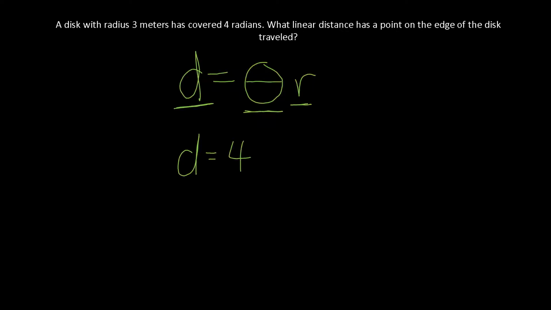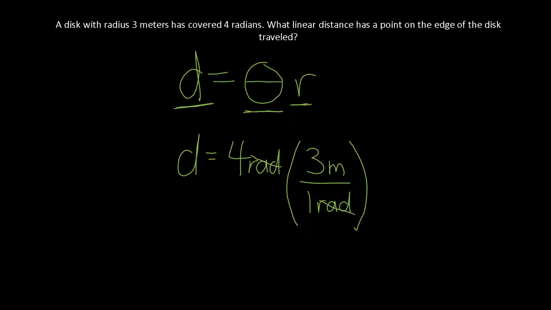So we'll plug in 4 radians here, and for r we will say 3 meters over 1 radian as a conversion factor because the radians cancel out, and we will get d equals 12 meters.